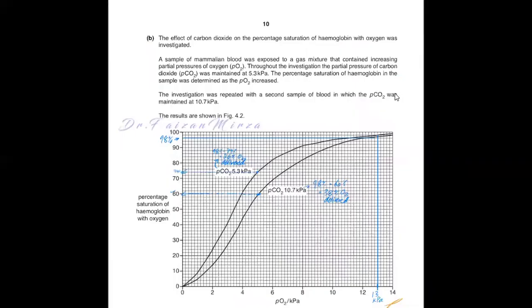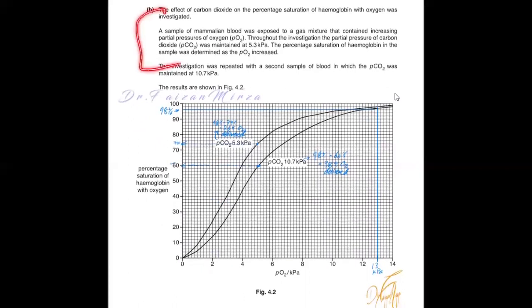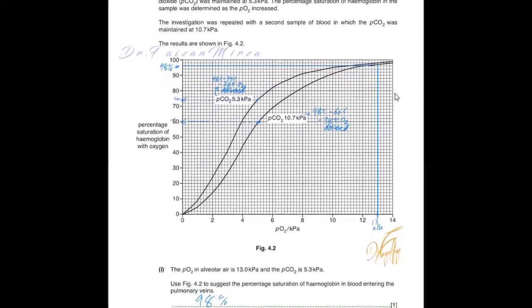The effect of carbon dioxide concentration on percent saturation of hemoglobin with oxygen was investigated. A sample of mammalian blood was exposed to a gas mixture with increasing partial pressure. This information we already know. So this is the oxygen dissociation curve. You can see PO2 is increasing, and here the oxygen saturation is increasing.